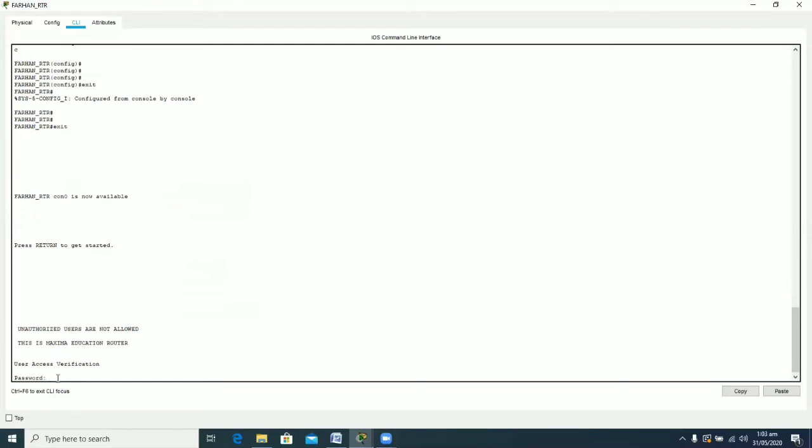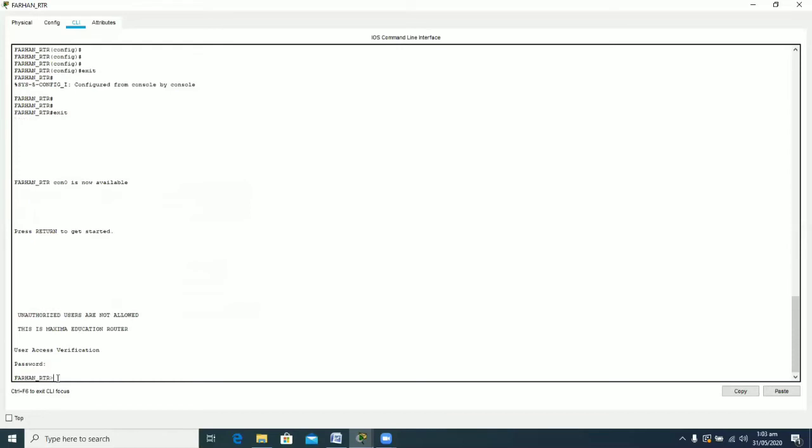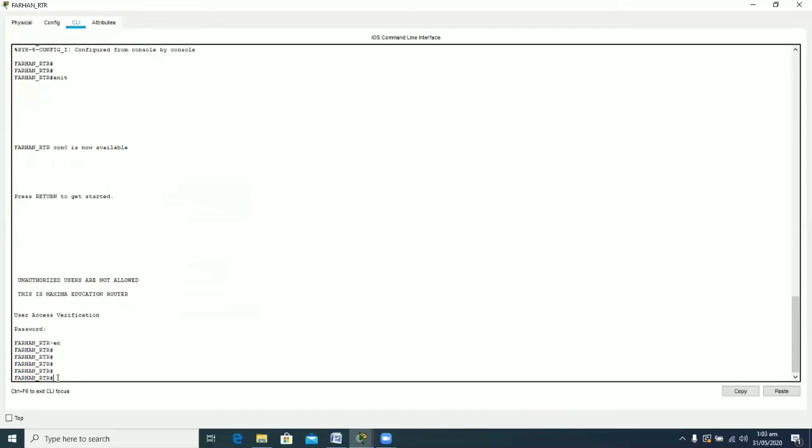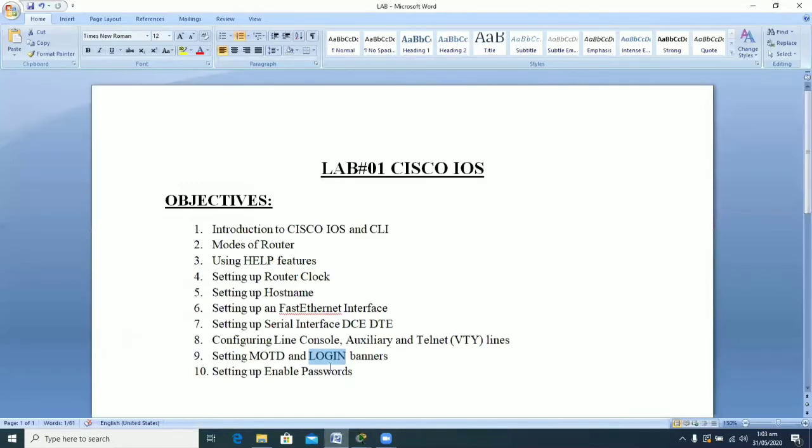Basically now here the console line password is to be given, Farhan1, and now I am again in my user mode, pressing the enable command, and I am in the enable mode. So this feature should also be clear to you, how to set the MOTD banner and the login banner. And finally I will be moving to my 10th task of today's lab, that is setting up the enable password.